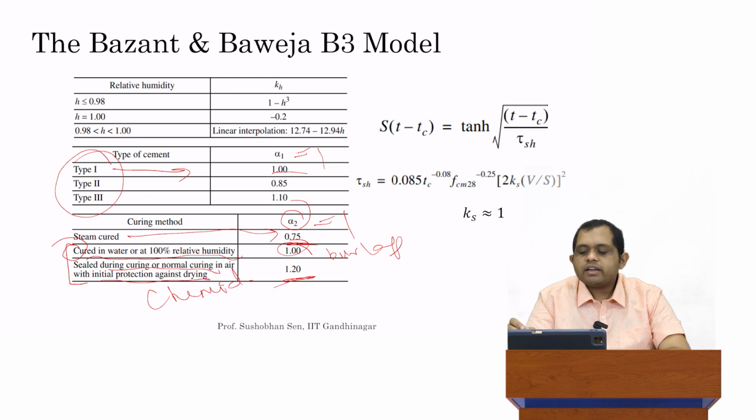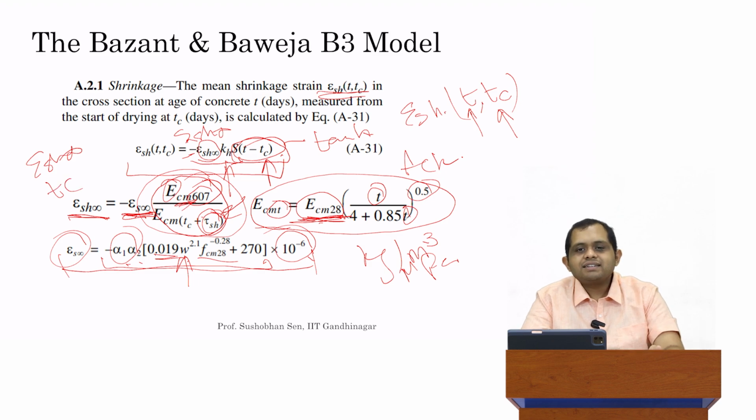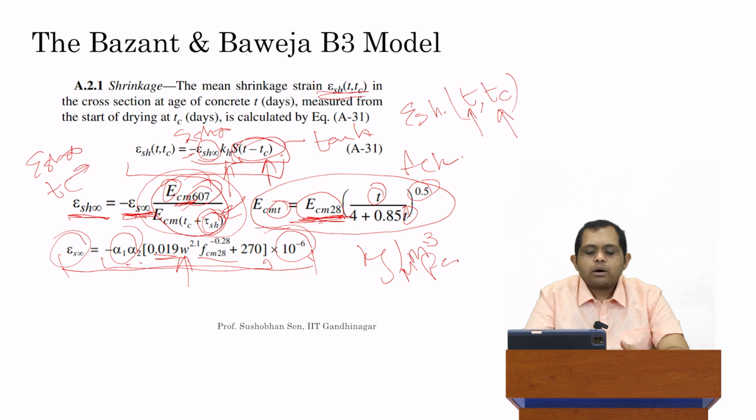Okay, what is tau SH? Tau SH is basically a half-life. Over the long term, we have this epsilon SH infinity. How many days does it take after curing is done, after Tc, to reach half that shrinkage value? That's what we call tau SH. Another way to put it, it's a characteristic time of development of shrinkage. But basically, it's the half time of the development of the shrinkage strain.